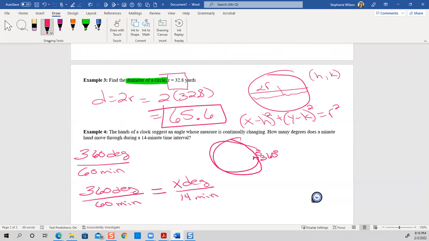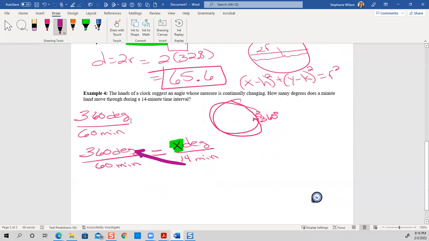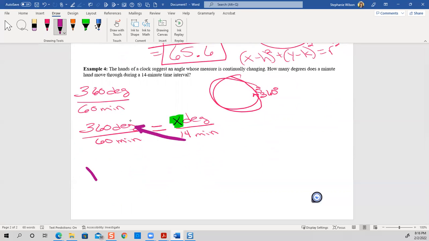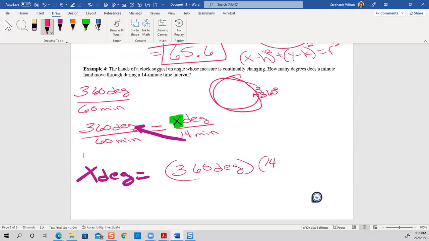All right, so we did good. We have a ratio that's a proportion to a ratio. And when we're looking for X, and X is in the numerator, we can cross multiply, but we only have to do part of it. We only need to cross multiply this denominator. So when we do that, we have X by itself, and I'm going to rewrite it. X degrees is equal to 360 degrees times that 14 minutes, all divided by 60 minutes. And yay, look, our minutes reduce and we're left with degrees, and that's what we wanted, right?